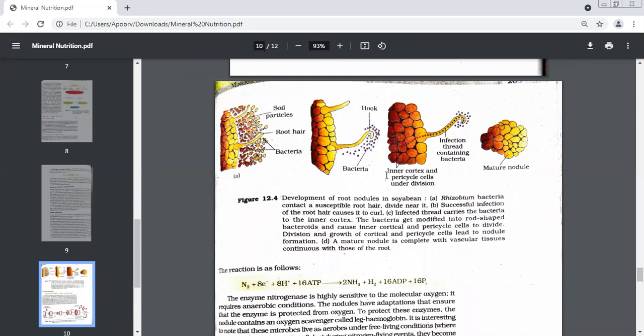Better just go through this figure. This is what I was doing last video. Nodule formation. This is nodule formation in soya bean. Quickly. You should be confident enough to draw this without anything shown on the screen.